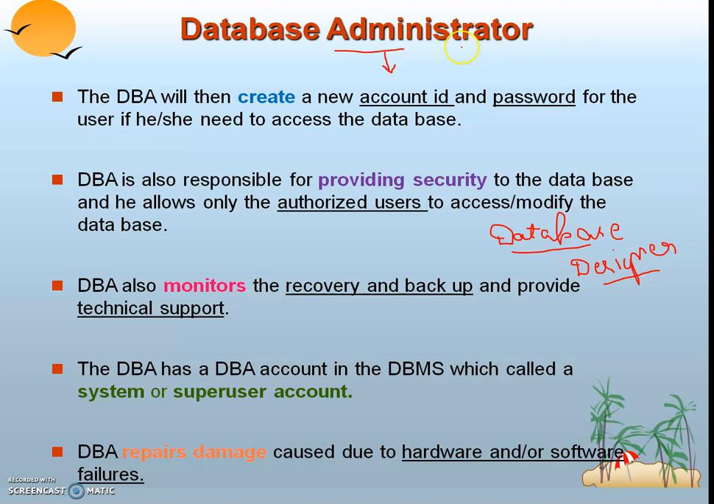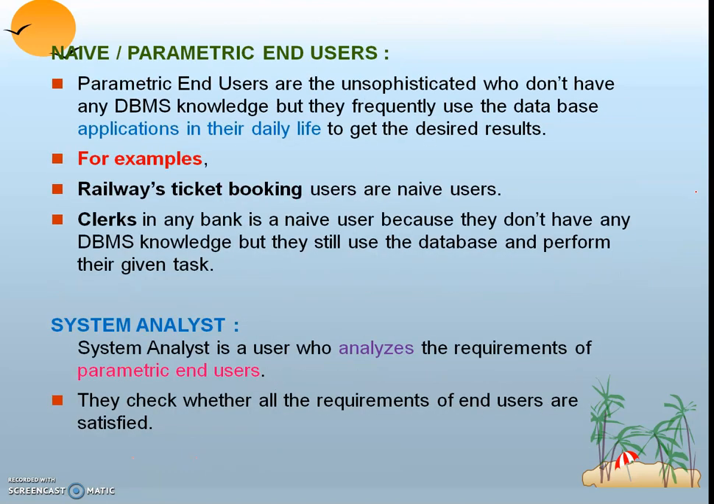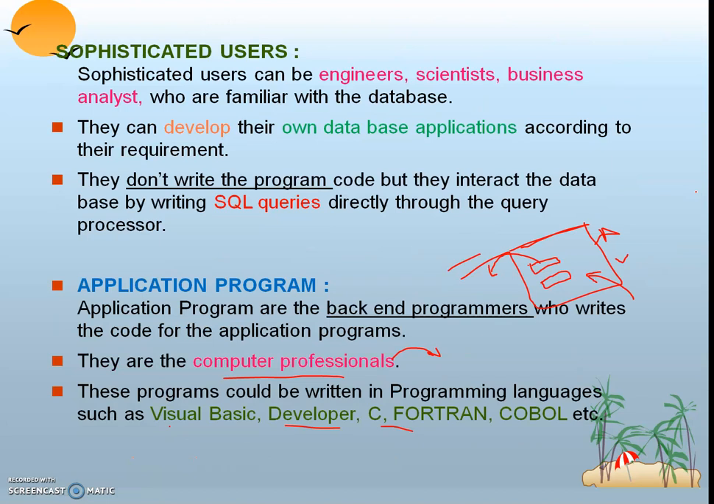So how does the administrator get the idea? It's from the client end. He'll be interacting thoroughly with the client, getting all the desired requirements of the client, and then frames a schema which is implemented by the database designer. But if the question is about the different types of users, it's enough to explain the database administrator, then the naive user, then the system analyst, sophisticated users, and application programmer.